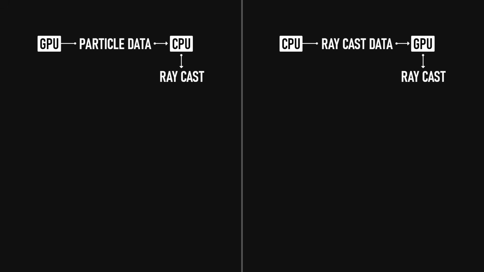Starting with the first method, where particle data is transferred from the GPU to the CPU, the downside is memory bandwidth and latency. Reading back large amounts of data from the GPU can be expensive-ish. Also, doing the raycast on the CPU, especially with lots of particles, may require some kind of acceleration structure, or at the very least, a performant C++ implementation. Blueprint is not recommended for this.